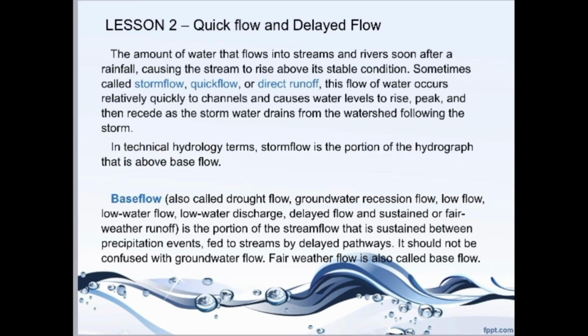Next is Lesson 2, quick flow and delayed flow. After a rainfall, the amount of water that flows into streams and rivers causes the stream to rise above its stable condition. It's sometimes called storm flow, quick flow, or direct runoff. This flow of water occurs relatively quickly to channels and causes water levels to rise, peak, and then recede as the storm water drains from the watershed following the storm.